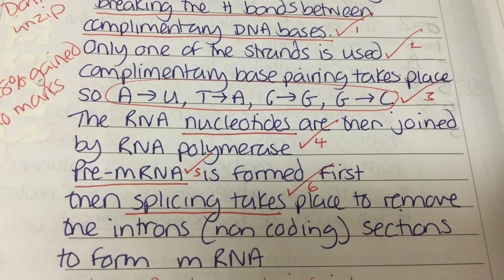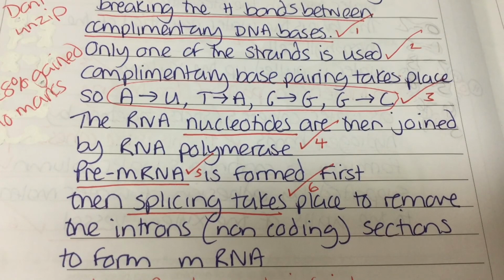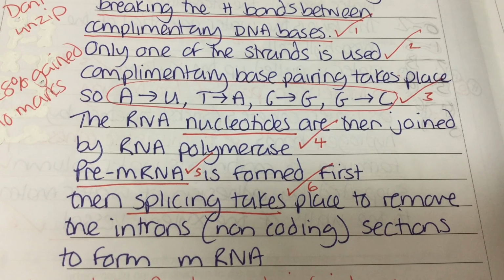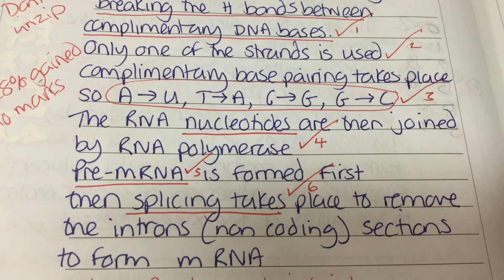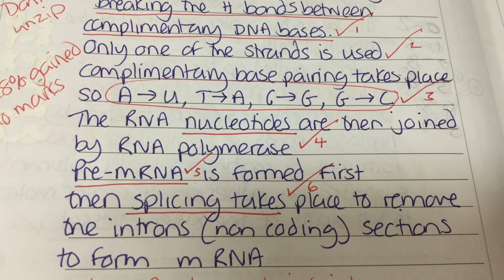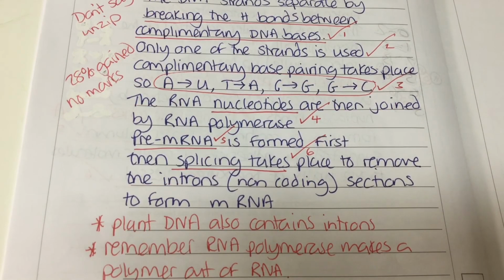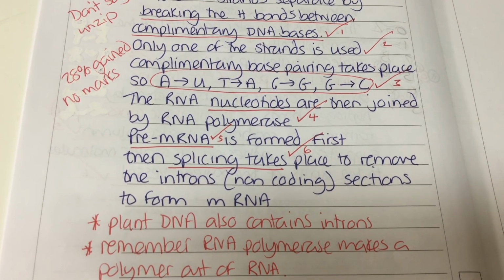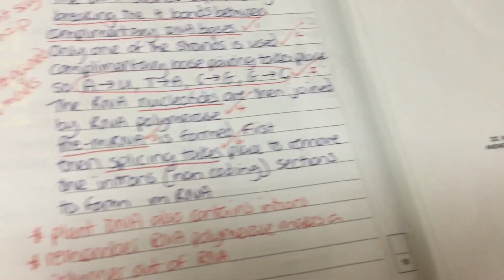Then our higher end students were the ones to click on that pre-mRNA is formed first, but then splicing takes place to remove the introns, that's the non-coding sections, and that then leaves mature mRNA. This detail was missed out by a lot of students, and indeed some students said that plant DNA didn't contain introns. So let's remember that it does, and just because it's asked about a plant, it's no different from asking about an animal.